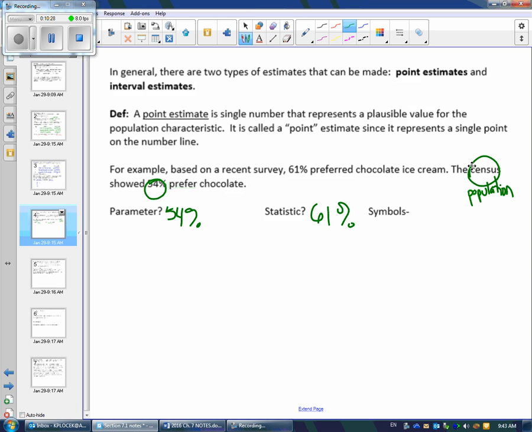And since we're talking about percentages, those are like proportions. You just move the decimal over. So your p from the population parameter is going to be 0.54. And the p-hat, in this case, is 0.61. Later, we'll talk about how far off that is and if the difference is big enough to say that maybe the proportion has changed. Maybe, in fact, more people are starting to like chocolate ice cream because they hear it's good for your heart. No idea.